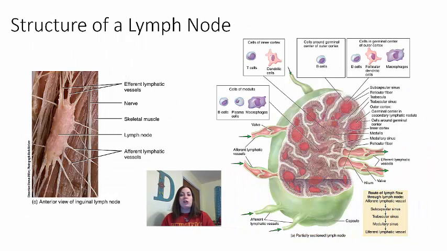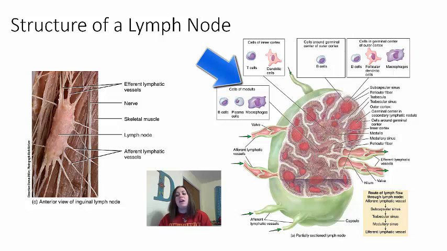So guys, this is the structure of the lymph node. Over here on the left side, you're going to see what the lymph node looks like in the body. You can see that it's a kind of oval shaped structure with a lot of vessels coming in and out of the lymph node, bringing fluid in and also taking fluid out. So the afferent is the fluid that comes in, and the efferent is the fluid that's going to go out.